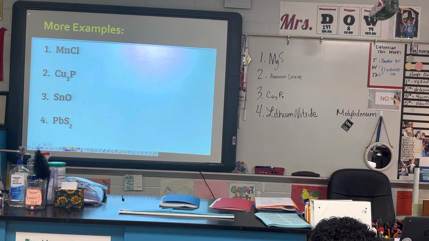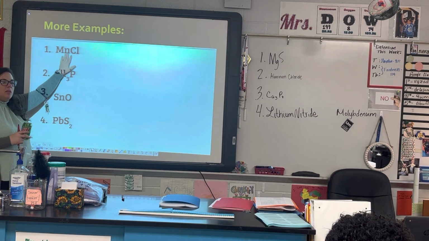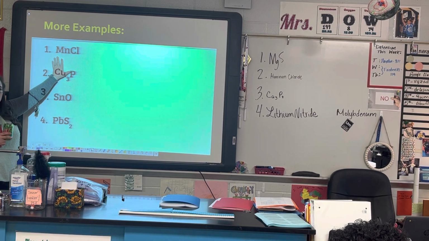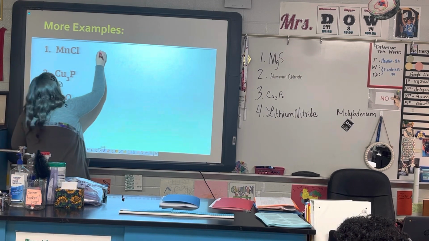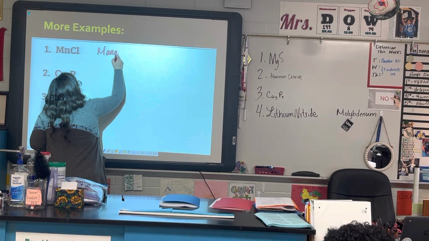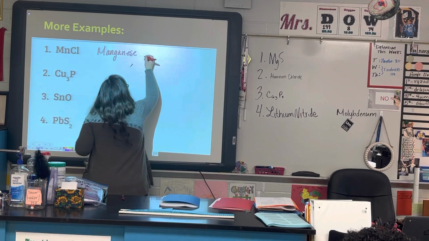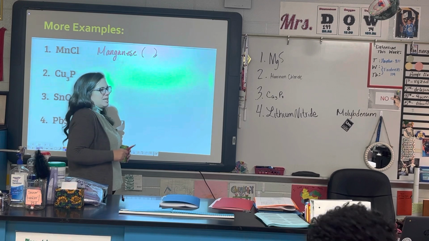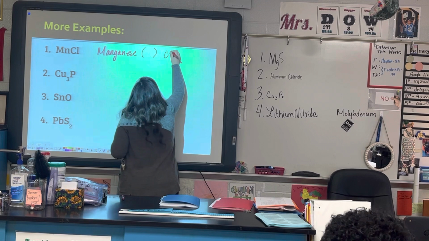First example. MnCl. Alright, so find Mn on your periodic table. What group is it in? 7. So it's in my 3 through 12 range. What element is Mn? Manganese. So we're going to name it first. Manganese. Alright, we know it's a transition metal, so we have to put our charge in Roman numerals in parentheses, but we'll get to that. And what's chlorine going to become? Chloride.